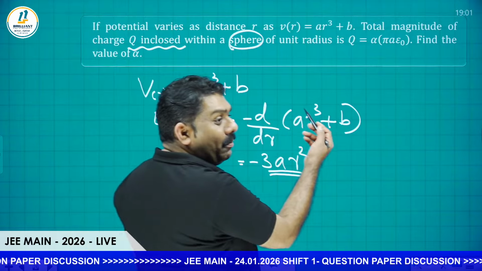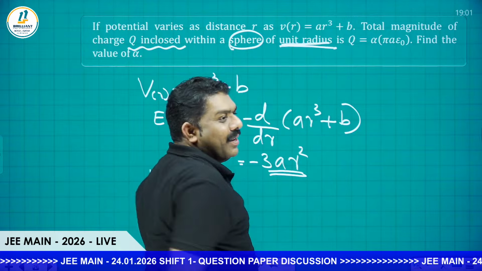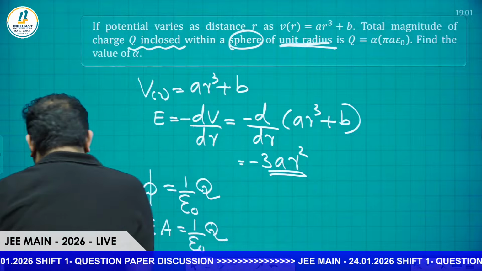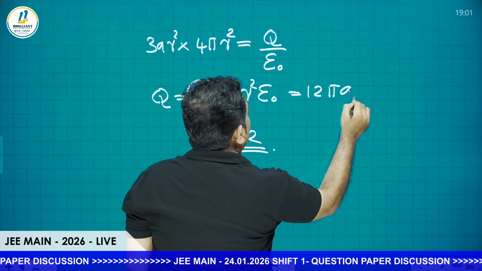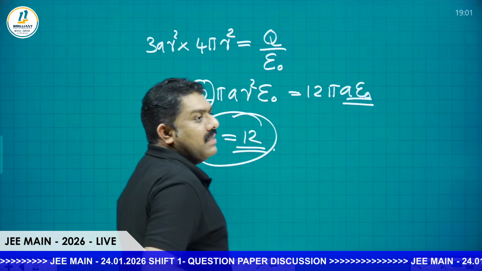The radius is a problem for students. What is the radius? Radius is unit. So what is the r value? r is equal to 1. So now this is equal to 12 pi a epsilon 0. So instead of alpha, it is 12.